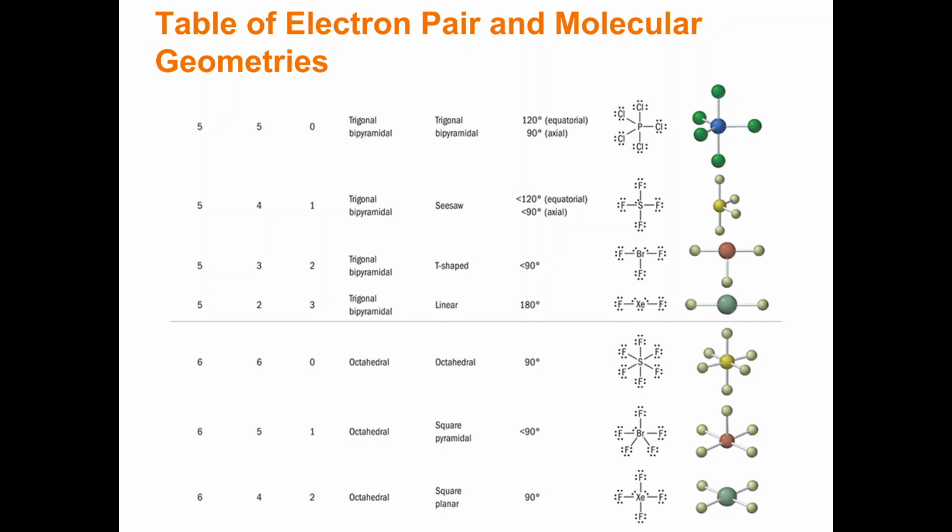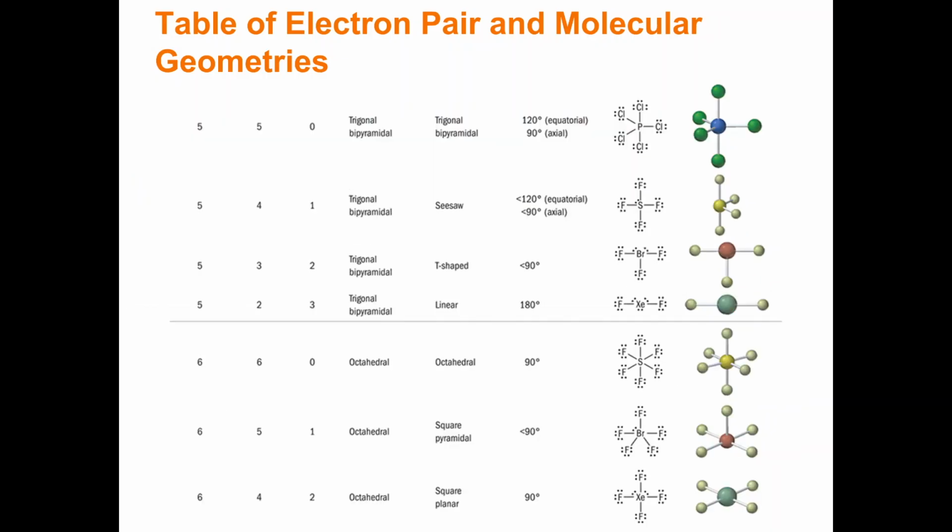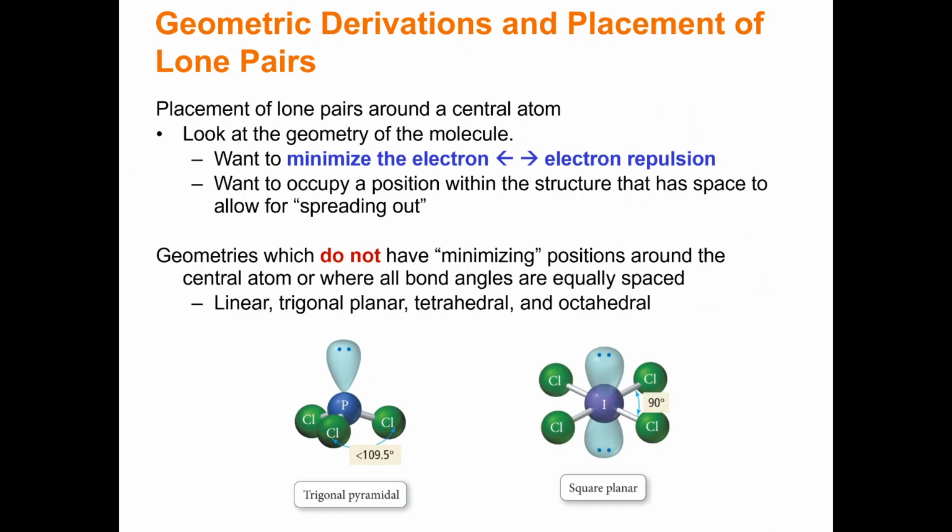The toughest ones are where they're almost random numbers, seemingly, like 109.5. Notice it just says less than 109.5. That's all you really need to know. And then 120. If you can understand the shapes, you should be able to figure out those angles.